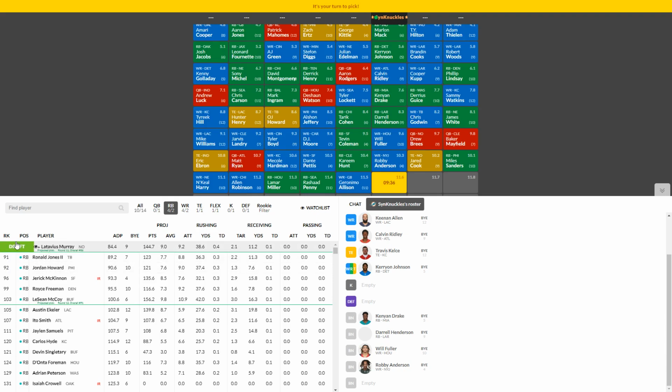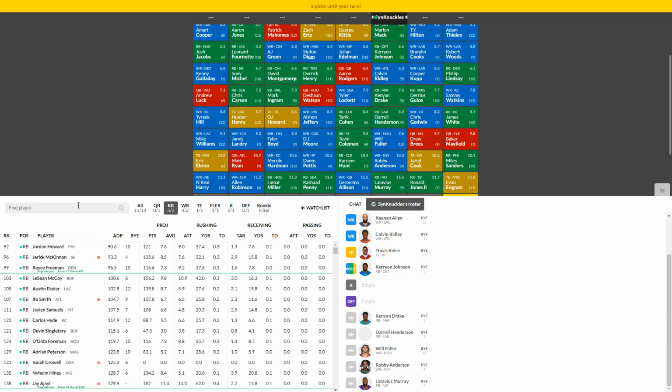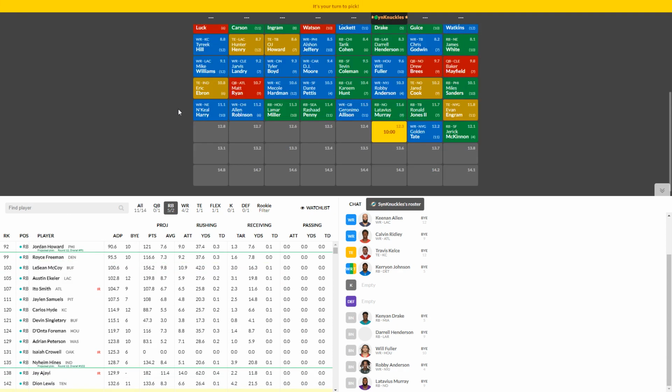Latavius Murray. I think Latavius Murray is going to be, like I say in every single video, in that role of the Mark Ingram role last year. I think he's pretty safe, and I think that he's going to vulture touchdowns from Kamara. He's a good bench player because you don't need him every week, but he's going to vulture some touchdowns. So there we go. Latavius Murray, Ronald Jones, Evan Engram, McKinnon, Golden Tate. So now our whole bench is filled up.